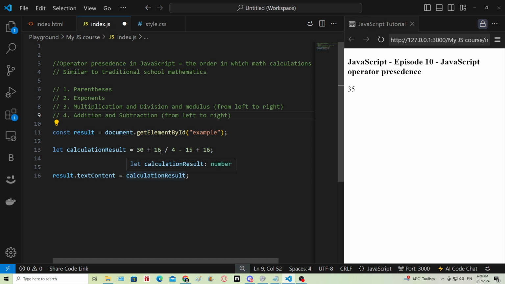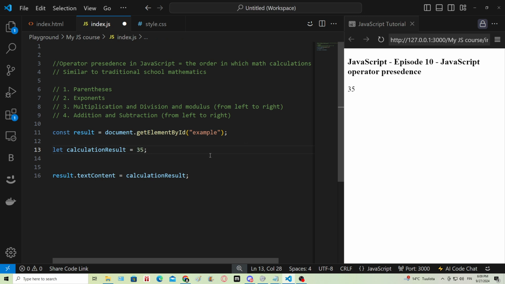Next, we gotta do the division right over here. So 16 divided by 4 is going to be 4. Alright? And then we only have addition and subtraction remaining. So we will go from left to right, and 30 plus 4 is equal to 34. 34 minus 15 is 19. So we can take this out from here. Alright. And then what we got remaining is 19 plus 16, which is equal to 35.